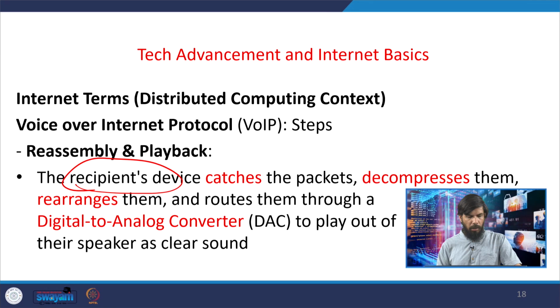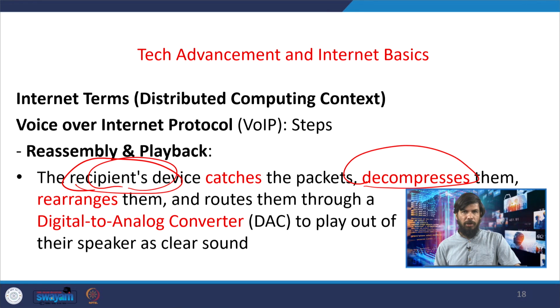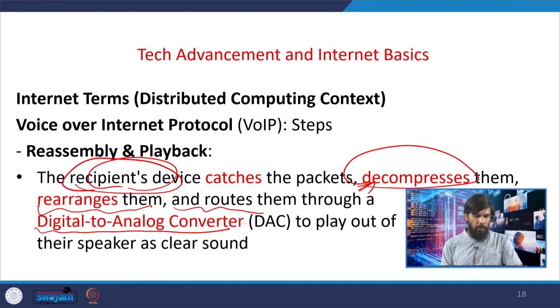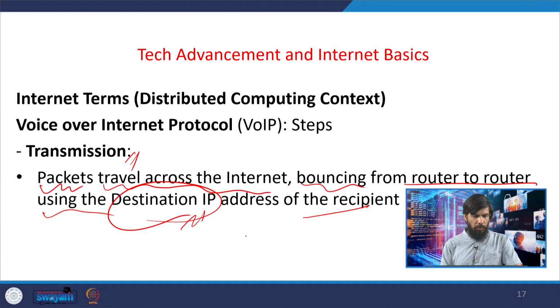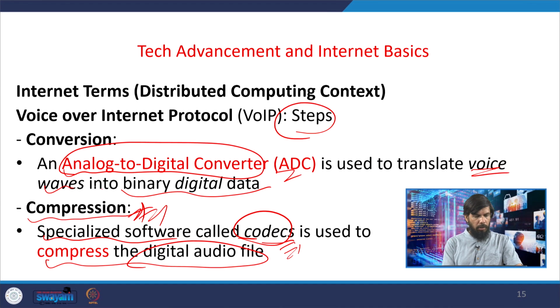Now, when the data is received here at the recipient device, then we need to decompress it, right, because we need to do the conversion again. So, decompress them and then rearrange them. Rearrangement will be done, decompressing will be done, and then it routes them through a digital to analog converter, the DAC.